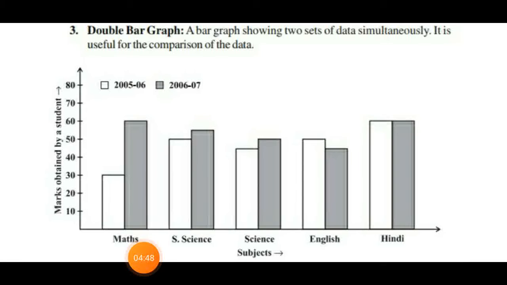We are again able to see from this double bar graph that the most improved subject is mathematics. And the third question, in which subject has the performance deteriorated? The fourth question, in which subject is the performance at par?